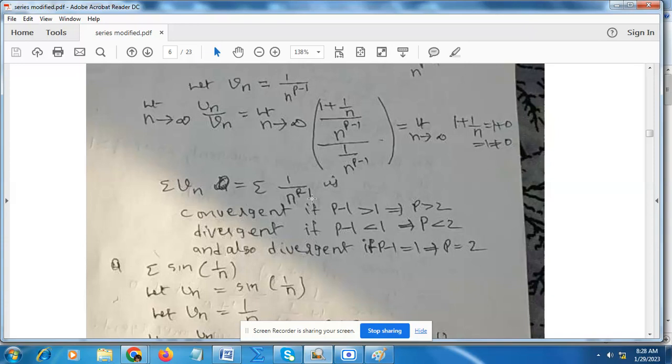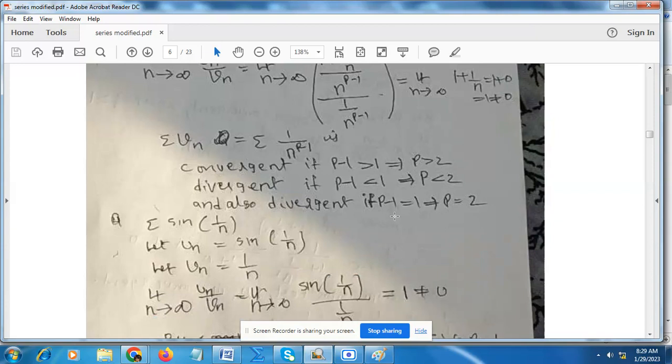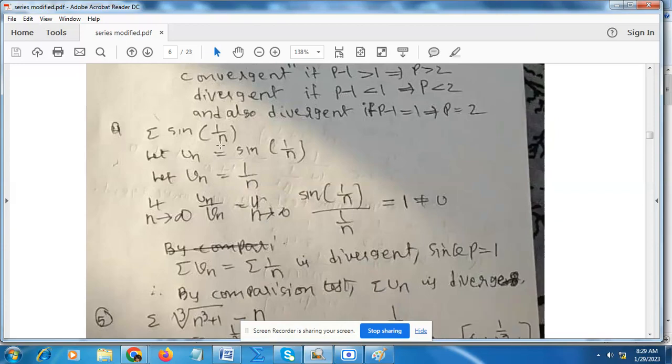Okay. And also divergent when it is equal to 1, that is, p is equal to 2. So finally, the series converges for p greater than 2 and diverges for p less than 2. I mean, p less than or equal to 2, no problem. We discussed in two cases. Next, sigma sine 1 by n.